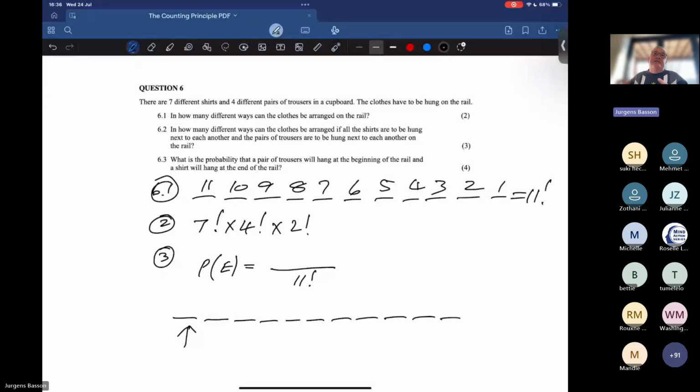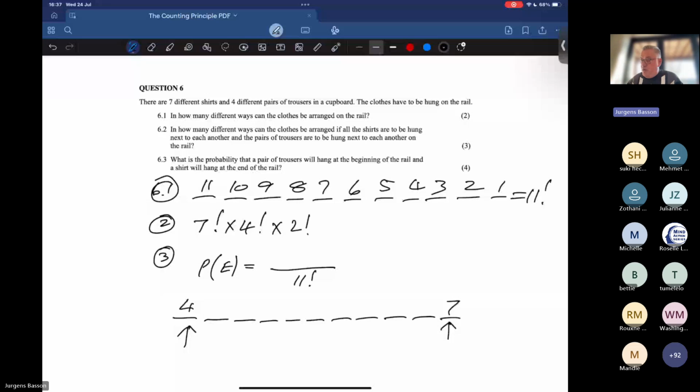Now, when you ask the learners how many ways, many of them will say 1. Then you ask them, is there only 1 trouser? No. How many trousers? 4. So any 4 of the trousers can be in position 1. Then we go to the last position, which must be a shirt. There are 7 different shirts. It's not 1 if I restrict it to a shirt. It can be any one of 7 possible shirts.